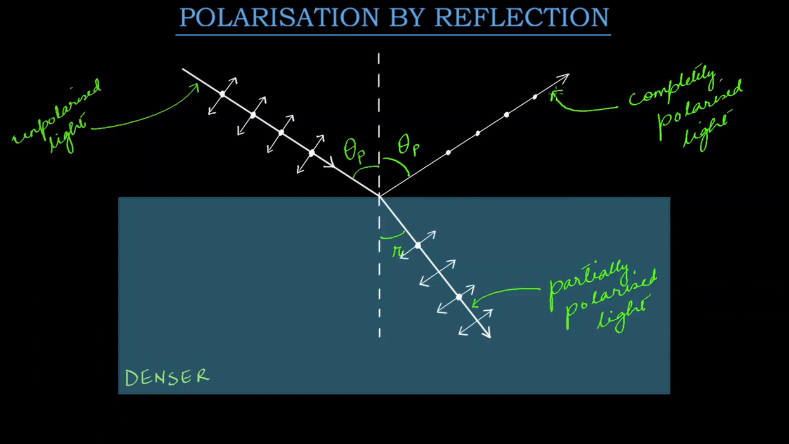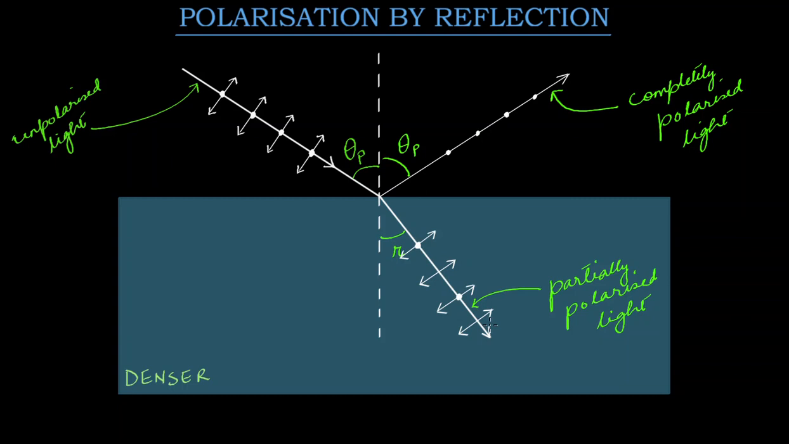The reflected light becomes polarized on a plane which is perpendicular to the plane of the board. So you can see here that only the vibrations which are perpendicular to the plane of the board, the dots, are present on this reflected light. Since it has only one plane of vibration, this is a completely polarized light. Whereas the refracted light consists of vibrations which are mostly along the plane of the board and some vibrations which are perpendicular to the plane of the board. So this is partially polarized light.